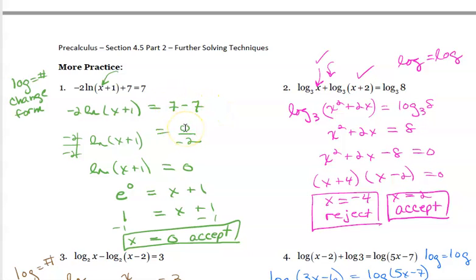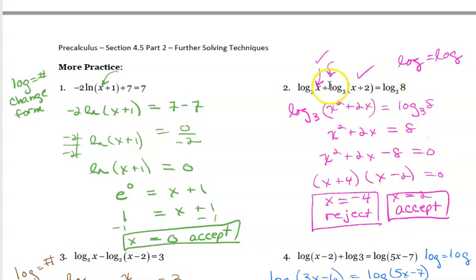I have a 0. Divide both sides by -2. That still gives me a 0. Then use your ability to change the form by saying e to the 0 equals x plus 1. Remember, anything to the 0 is 1. So subtract 1 from both sides, and you get x equals 0. Now, can you use x equals 0? Well, let's see. Plug it in over here, and that works out fine, so I can accept that.